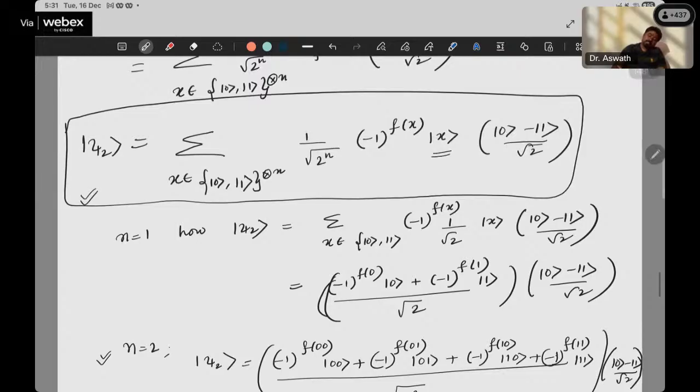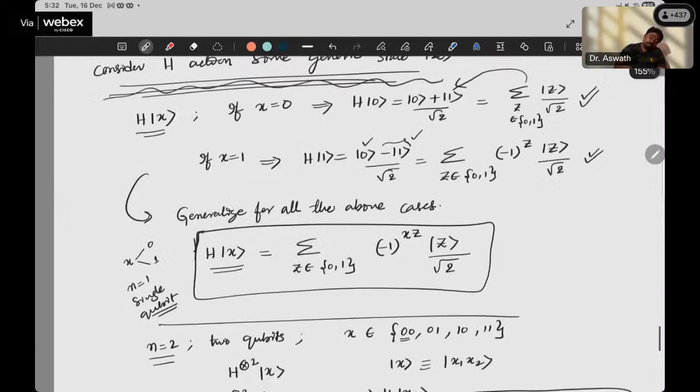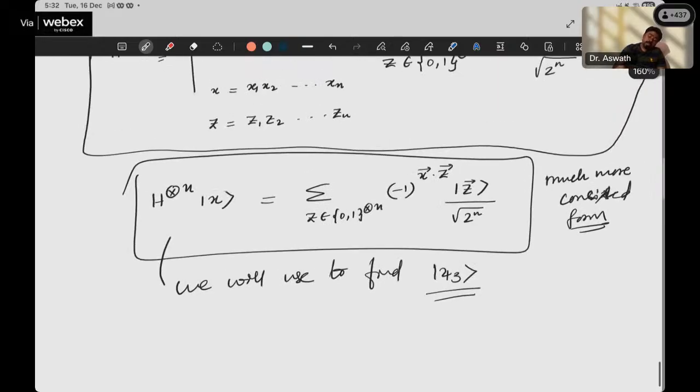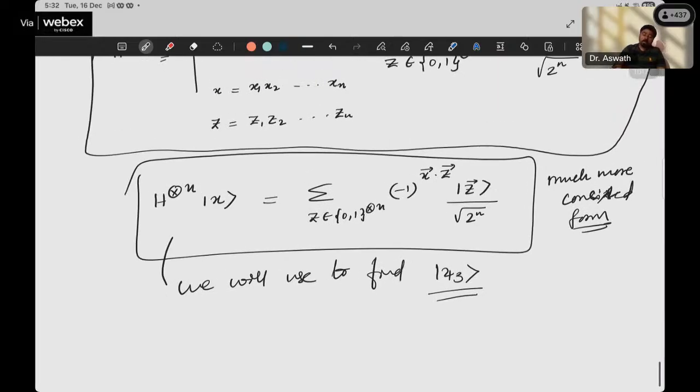some x. So n Hadamards acting on the x would give me some output. What would that output be? That output is the shorthand notation we just found. We'll use it and derive psi 3. After deriving psi 3, we will analyze it and find out how the Deutsch-Jozsa algorithm works.